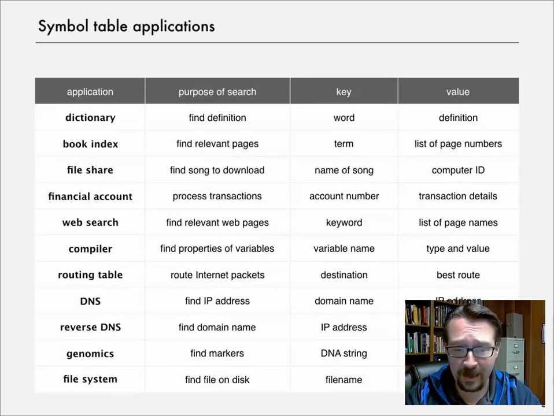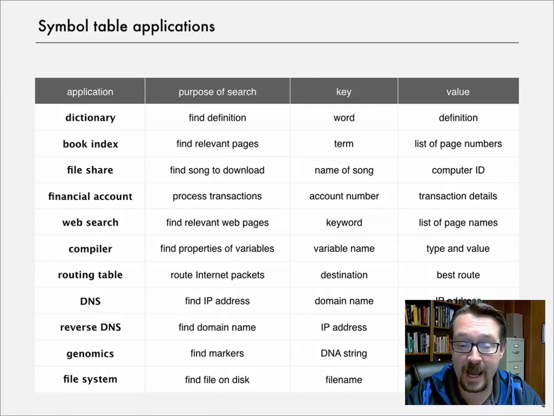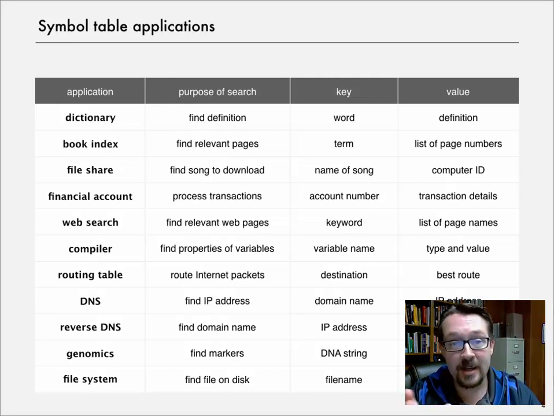For example, here's a whole table straight out of the book: dictionaries, book index, file share, web search, compiler, routing table, reverse DNS lookup, which switches the role of the domain name and the IP address, even in research and scientific applications like genomics. You can have a particular genetic marker that would be associated with a DNA strain or a string of the DNA sequence. Okay, so the key value pair would be the DNA string and then their known positions on a given genome.